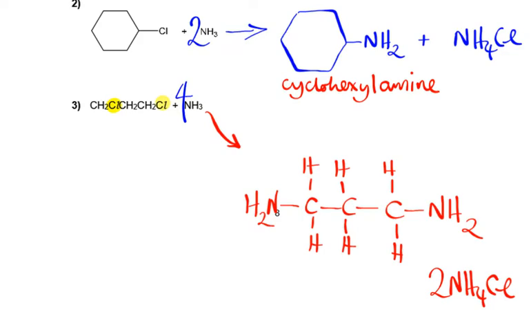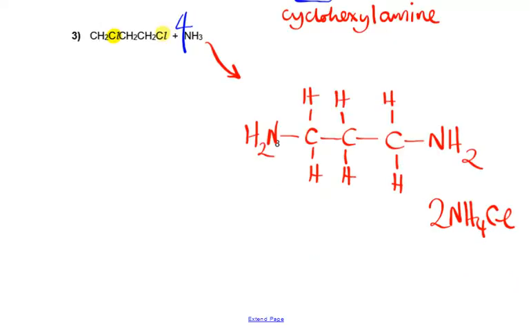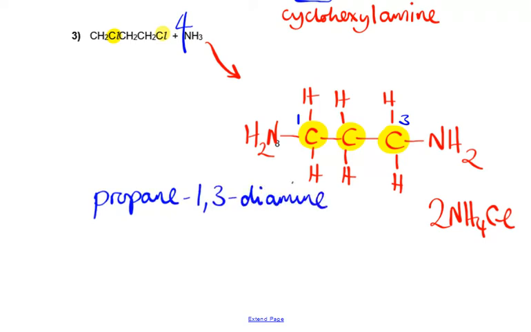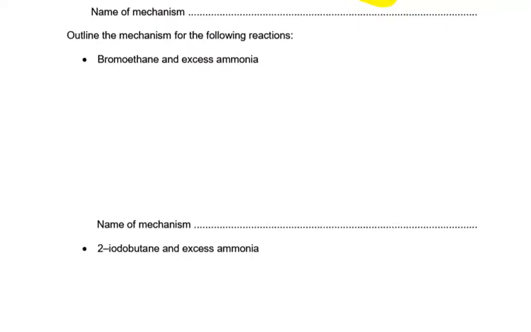In terms of the name, we have a chain of 3 carbons. Our amine groups are on the first and the third carbons. And we've got propane-1,3-diamine. So back with the mechanisms. Have a go at doing the mechanism between bromoethane with excess ammonia.